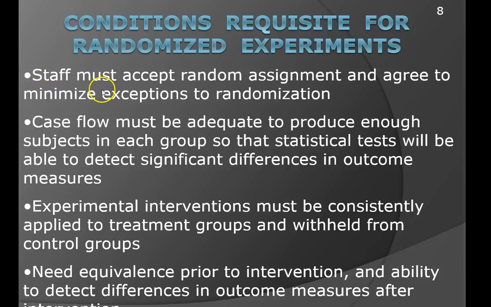And the staff must accept that random assignment, and they have to agree. When an evaluator comes in, they have to agree to abide by what the evaluator wants, and they might use experimental interventions that are applied to treatment groups and withheld. So you want to test how well a program is doing, so you might choose a group for your experimental group, and then you have a group that you're going to control and compare it to. And this is all done within that treatment setting or within a correctional program.